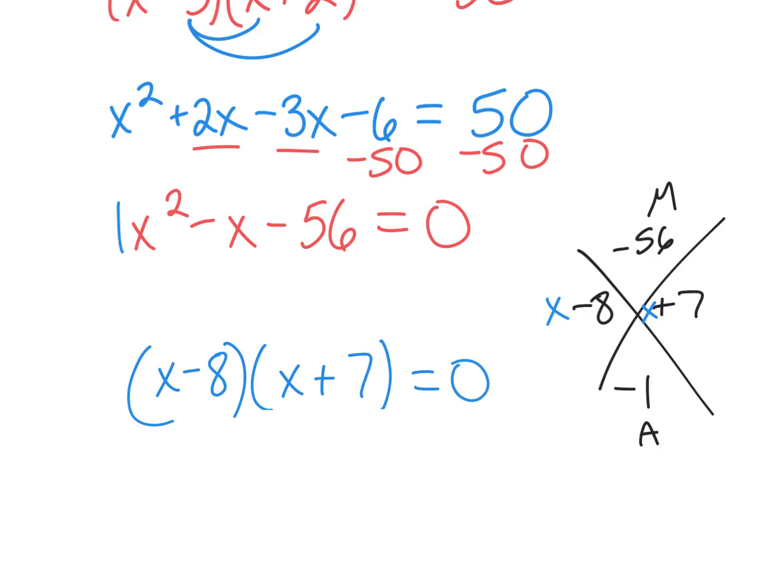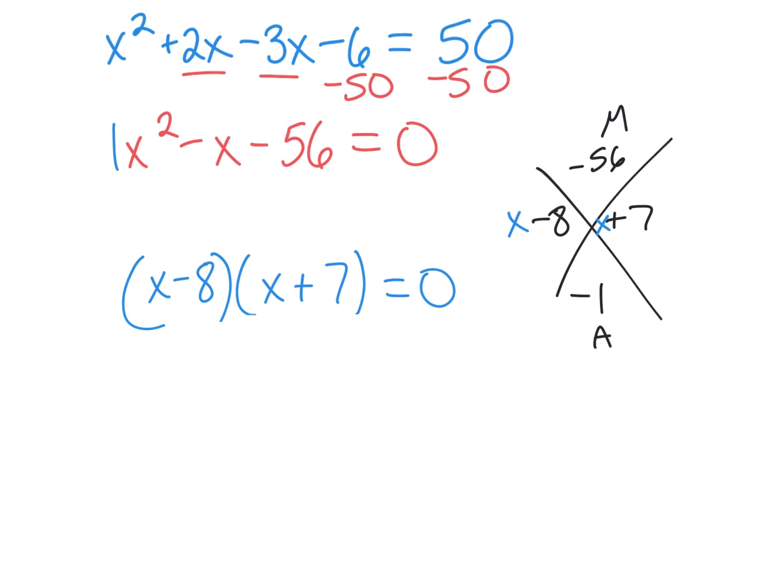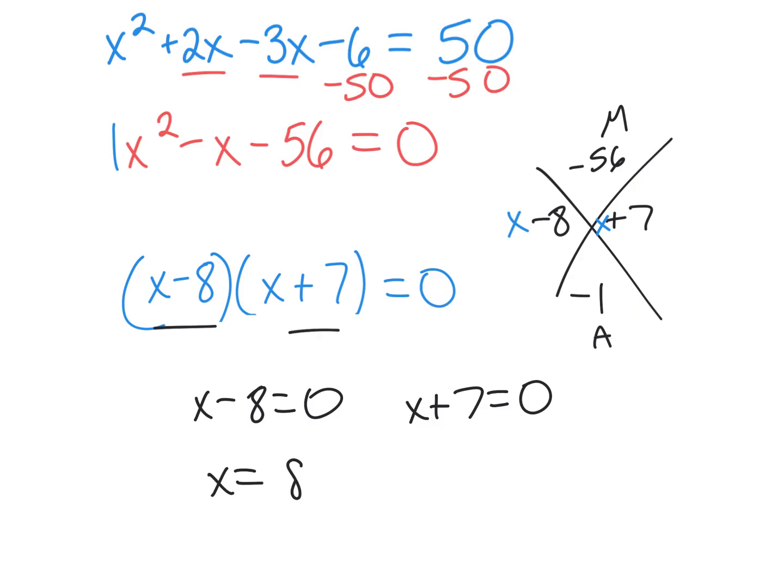And last but not least, what? The last part of ZPP tells me to set them equal to 0. Good. And what are my solutions going to be? 8 and negative 7. Love it. Okay.